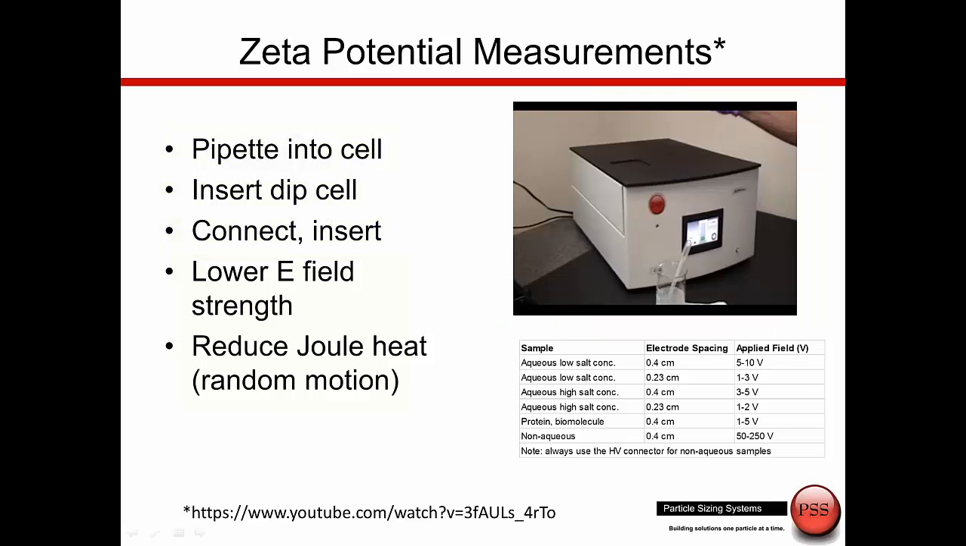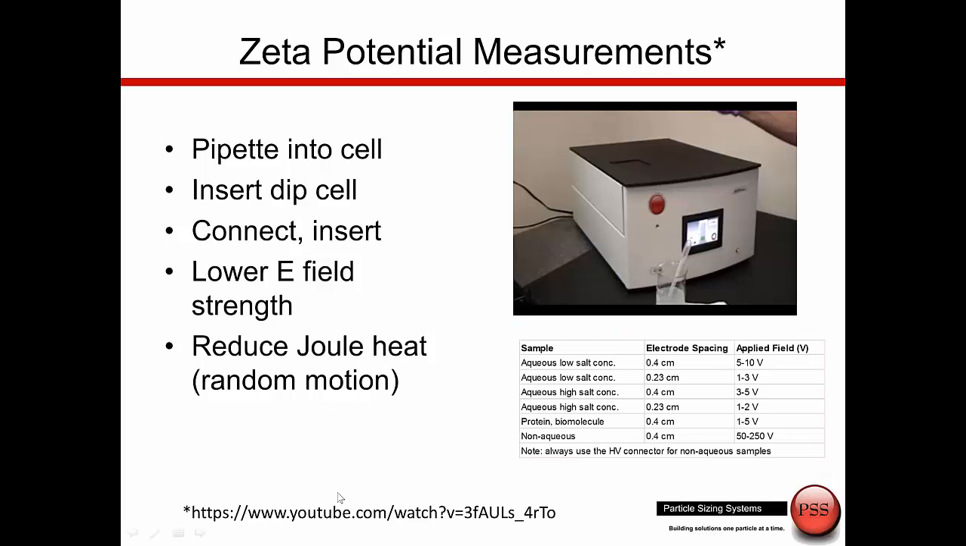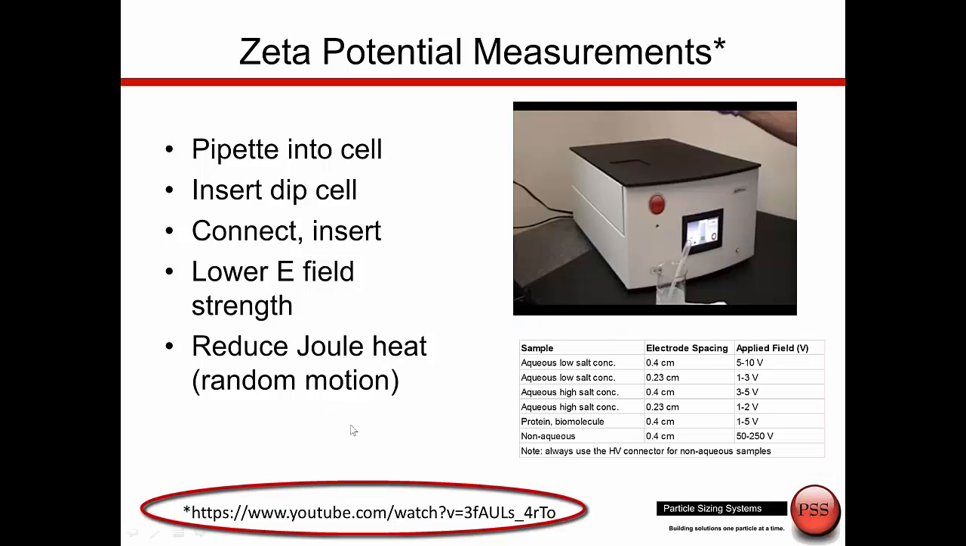Now I really like the dip cell because this allows us to use a lower electric field strength, which reduces Joule heating, which is easier on the sample, but also reduces random motion, because there is also some Brownian motion during the measurement. So I really like the dip cell approach for doing these kinds of measurements. And I just show in a table over here the electrode spacing and the electric field strength I use for most kinds of samples. So this is a brief overview of how to do the zeta potential measurements. There is a YouTube presentation you could watch on doing these measurements if you visit our YouTube channel.